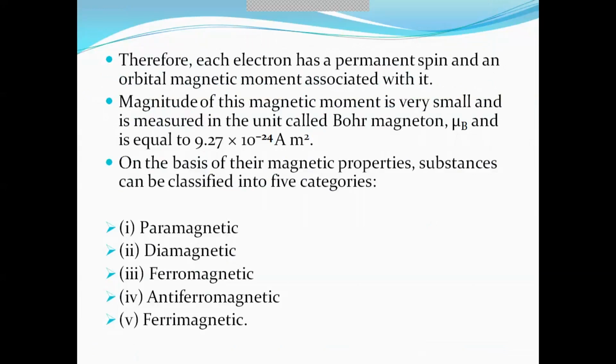A magnetic moment of a substance is measured in units of Bohr magneton, represented by mu B. 1 Bohr magneton is equal to 9.27 x 10^-24 ampere meter square. There are 5 different magnetic substances: paramagnetic, diamagnetic, ferromagnetic, antiferromagnetic and ferrimagnetic substances.